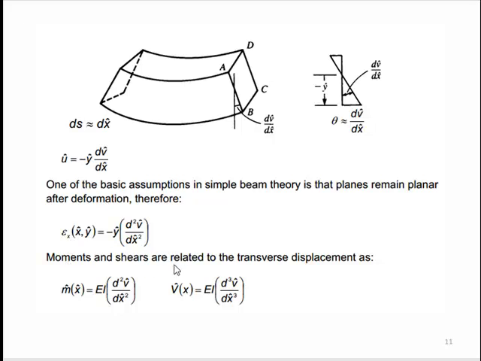Moments and shears are related to the transverse displacement as follows. If we take the double derivative of the transverse displacement and multiply that with EI, we get the moment. And if we take the third derivative of the displacement and multiply that with EI, we get the shear.